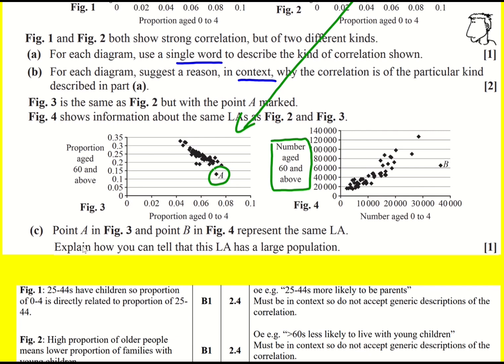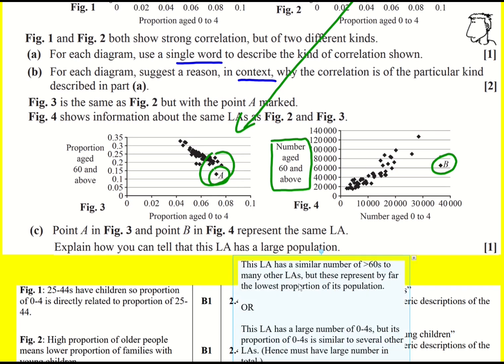The question says, point A in figure 3 and point B in figure 4 represent the same local authority. Explain how you can tell that this local authority has a large population. So I wrote down that the local authority has a large number of 0 to 4-year-olds, but its proportion is similar to quite a lot of other local authorities. I know it's at the upper end, but it's not off the scale or anything. And therefore, the local authority must have a large population. That was my best attempt at it.